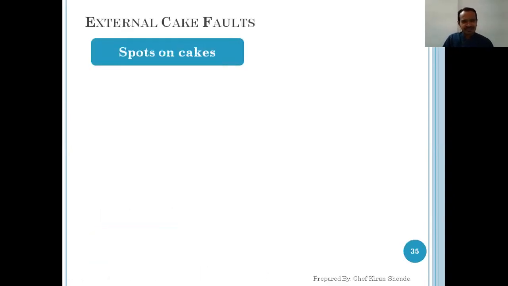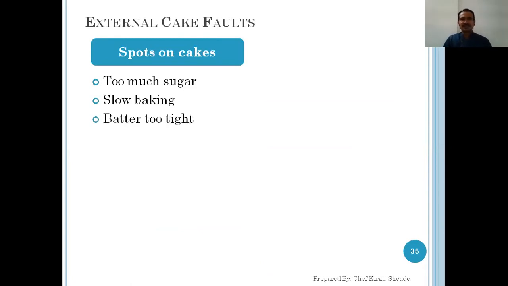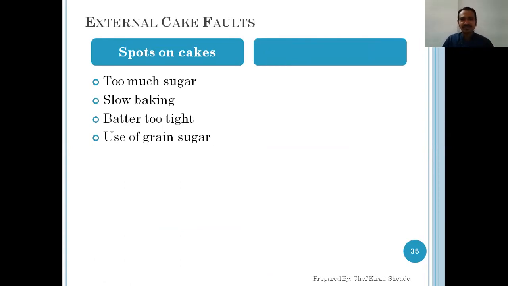Fault number three, spots on the cake. You must have seen there are white spots on the cake. So how does it come? If you use too much sugar, or if you bake it slowly, if your batter is too tight, or if you used grain sugar in the recipe, which must not have dissolved completely, that's how after baking the spots are visible on the cake.